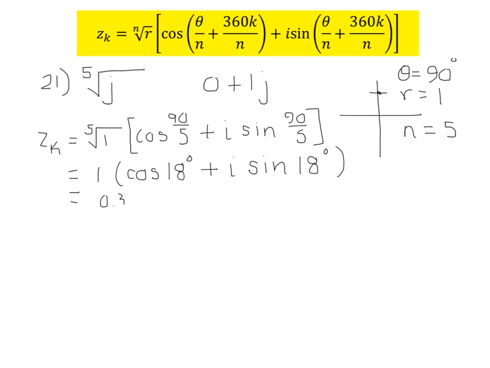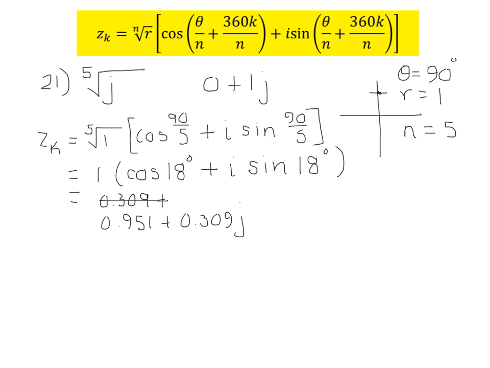0.309 plus I times, oops, I have that wrong. Cosine was 0.951 plus I times the sine of 18, which was 0.309. Or j, I'll use j.